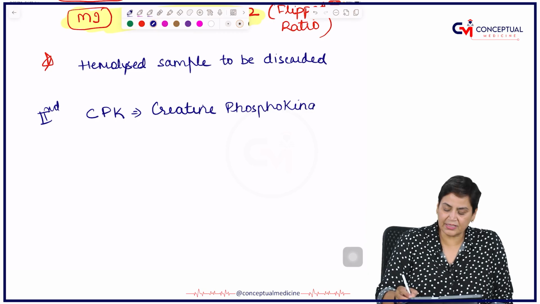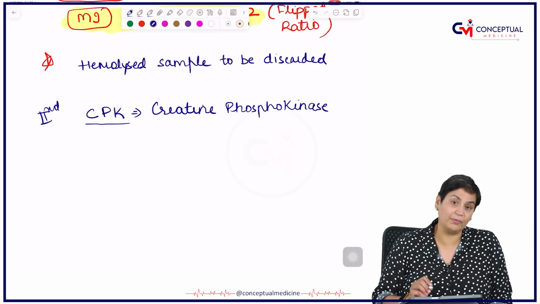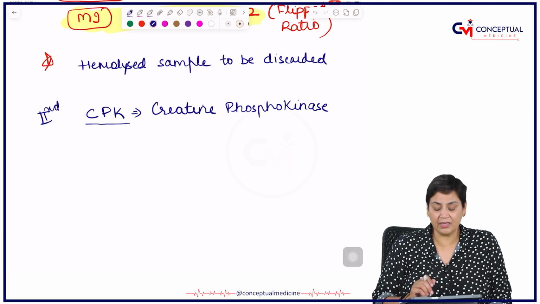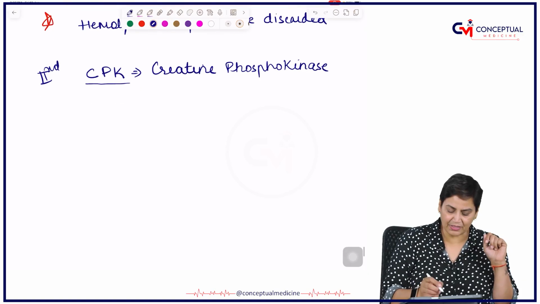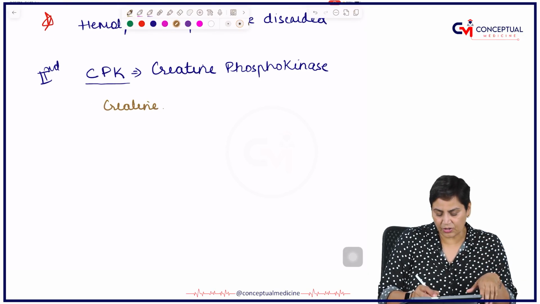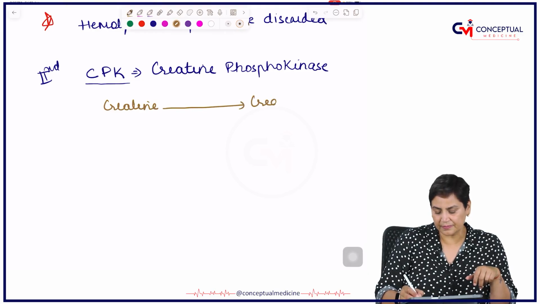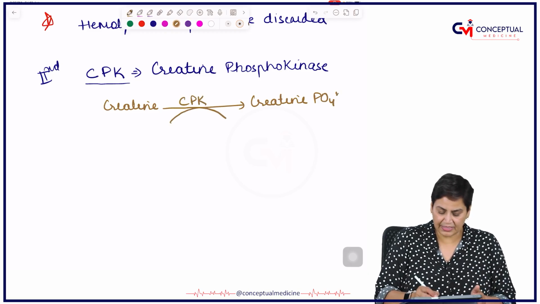Now, we know what this creatine is. We all know that creatine is an energy reservoir of the muscles. Be it cardiac muscle, be it any muscle, creatine is a tripeptide actually, which gives energy to the muscles to contract or relax. So the reaction is basically this: creatine is converted to creatine phosphate, and the enzyme is CPK here, and obviously ATP will be utilized to form ADP.